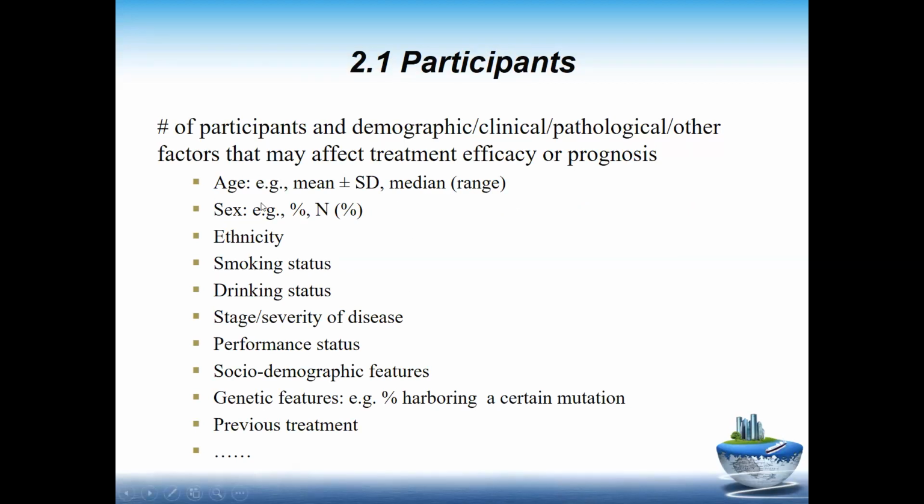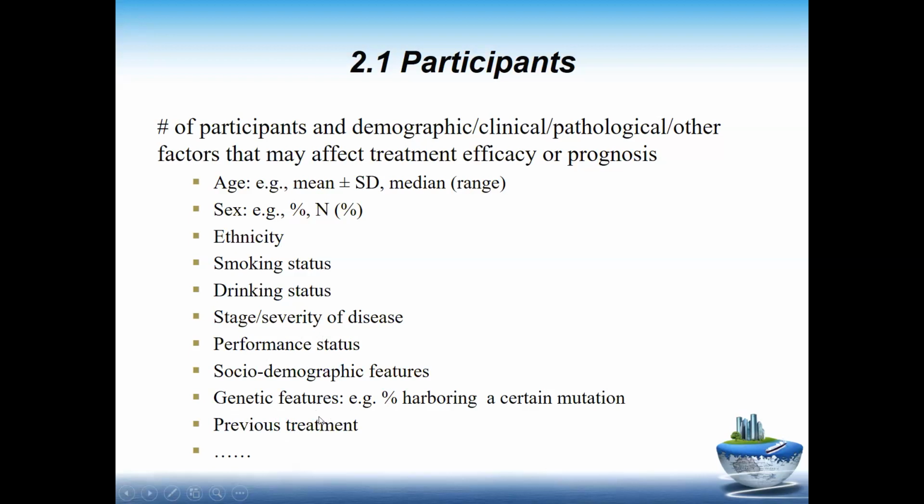For example, age, sex composition, for example, the percentage of male or female, either one is okay. And sometimes ethnicity, because the efficacy of some drugs may vary with race or ethnicity, okay? For example, the targeted therapy for non-small cell lung cancer. The efficacy of that drug actually varies with ethnicity. It's more effective in Asian people, but less effective in European people, something like that. Sometimes you may also be interested in smoking, drinking status, severity of disease, performance status in cancer patients, social demographic features, and maybe even genetic features or previous treatment they have received.